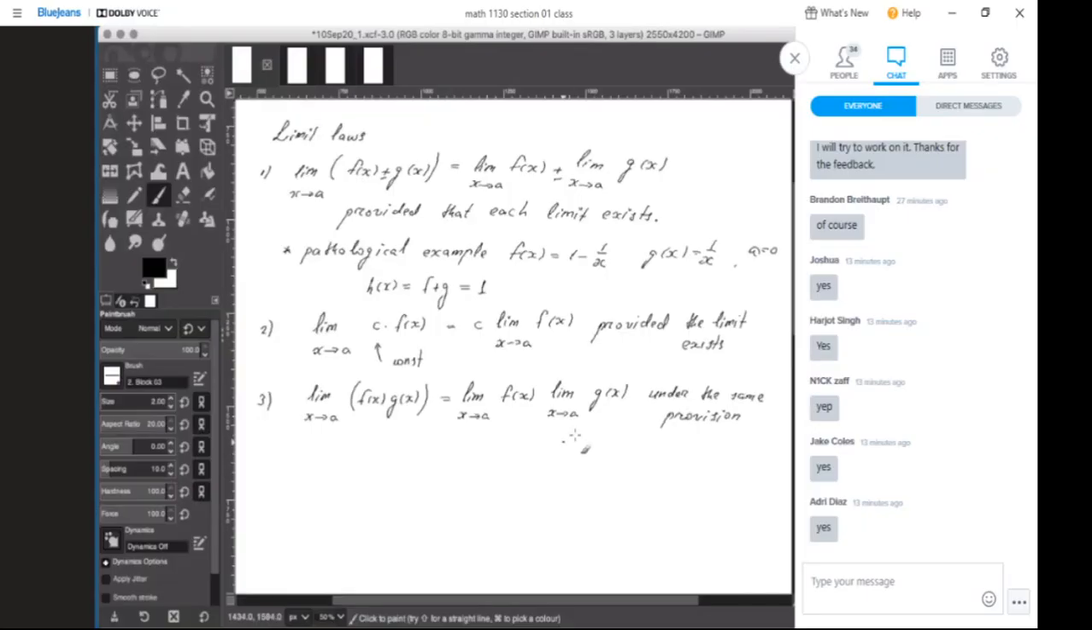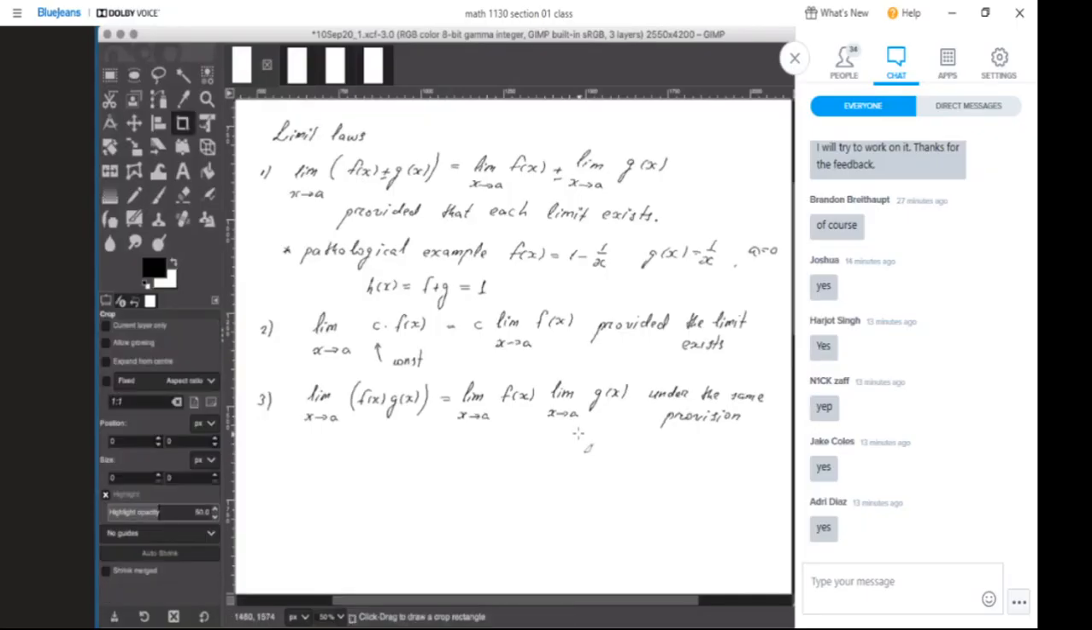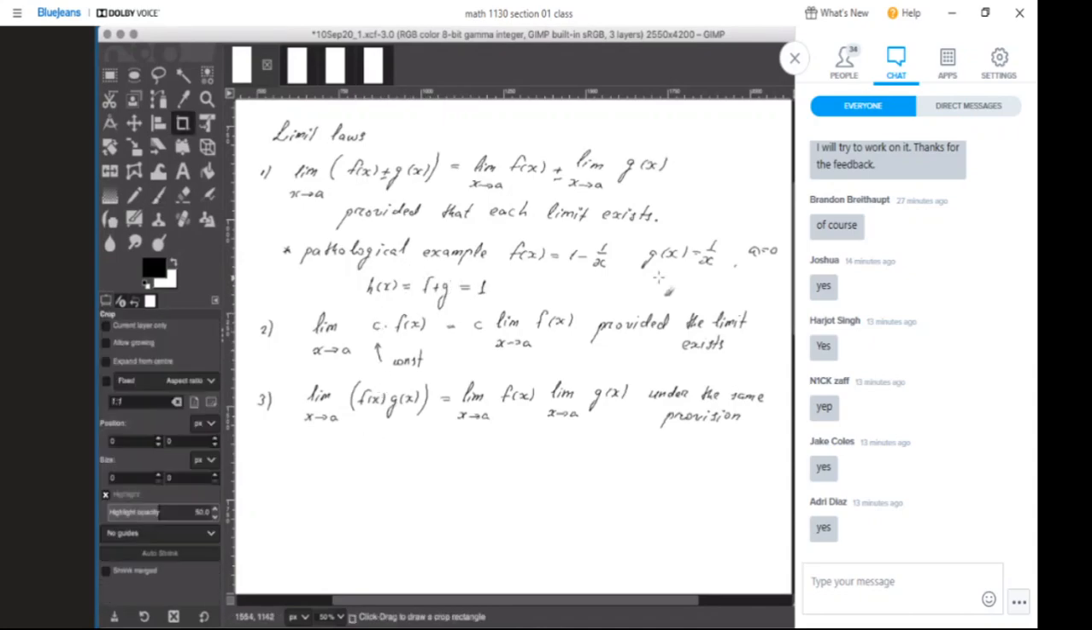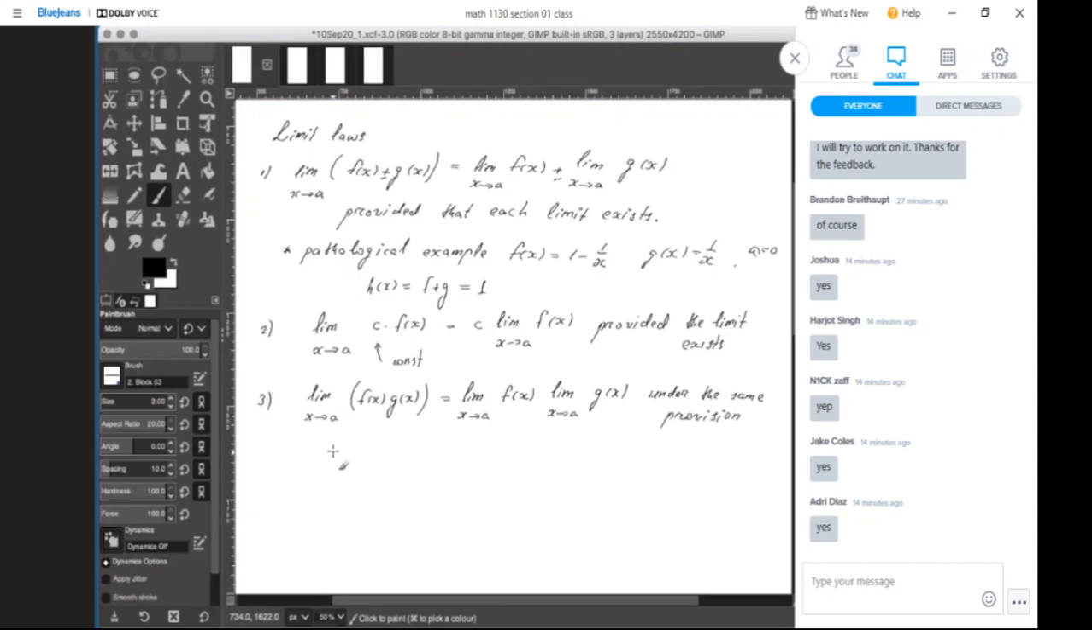Now, how about you concoct a pathological example where this will fail? Something very similar to what we did with the sum will work here.